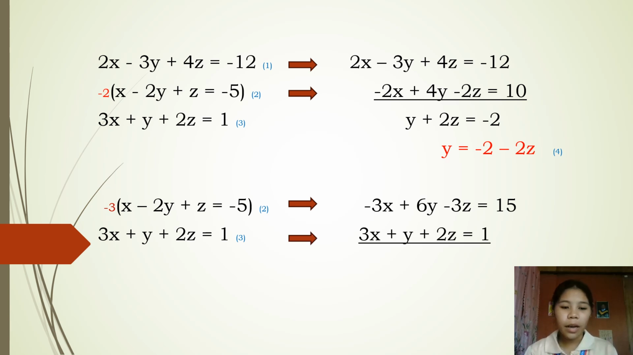Then we're going to copy the third equation and add this to it. So therefore, we got 7y minus z is equal to 16. It's because negative 3x plus 3x is equal to 0, so we cancel out this one. Then 6y plus y is equal to 7y. Then negative 3z plus positive 2z is equal to negative z. And 15 plus 1 is equal to 16. So this will be our fifth equation.